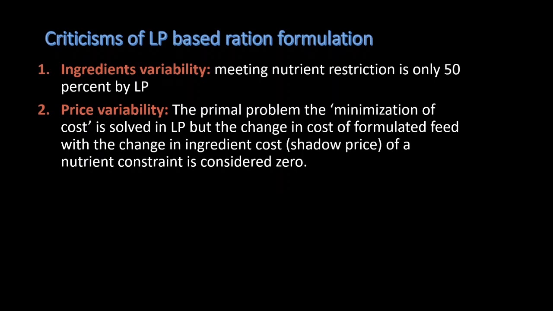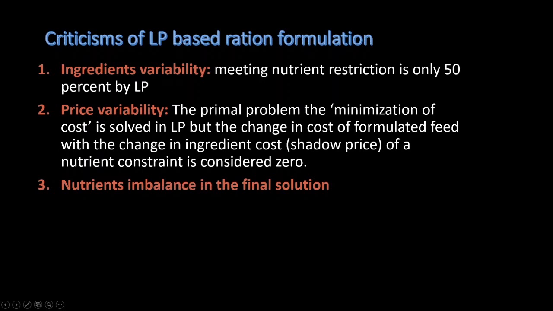And the next point is nutrient imbalances in the final solution. If only the minimum level of nutrient requirements are placed, there is a probability of nutrient imbalances in the final solution. Balanced nutrients and variability are related.